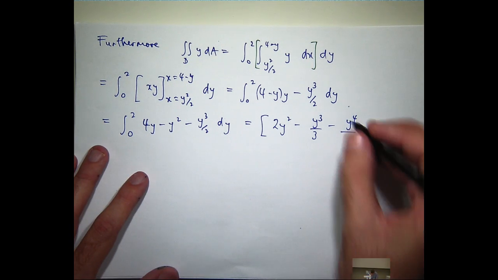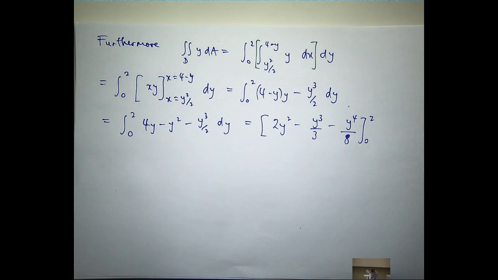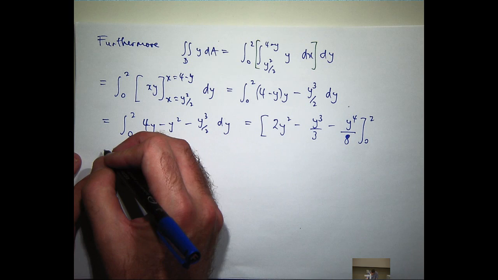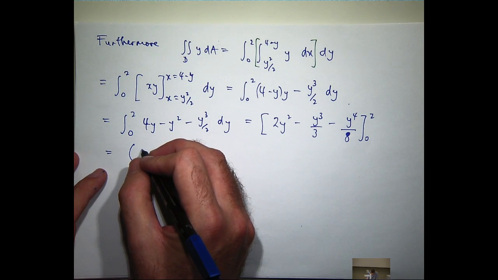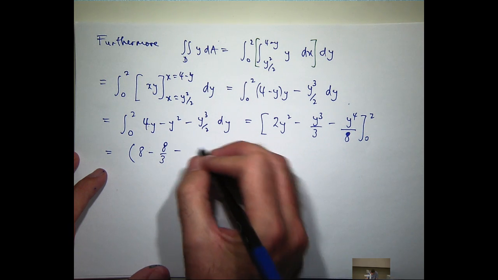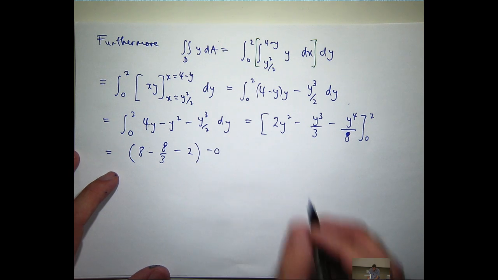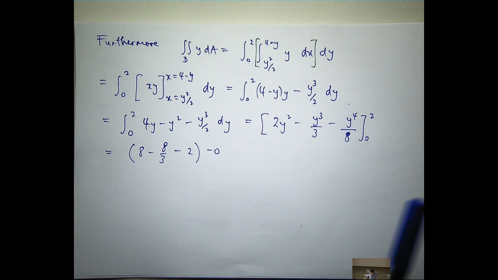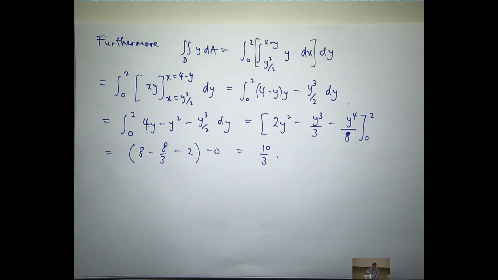What's that going to go to? 8. And now all I need to do is plug in y equals 2 and y equals 0 and simplify. So I'm going to get something like 8 minus 8 on 3 minus 16 on 8, which is just 2, minus 0. Okay, so I'm going to get 6 minus 8 on 3, which is just 10 on 3.